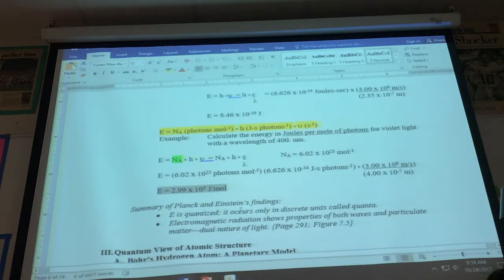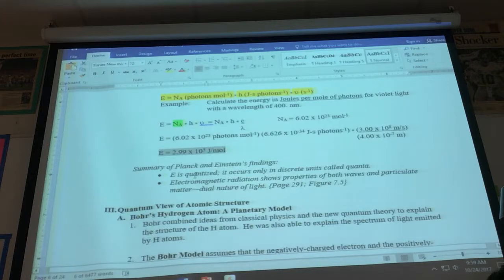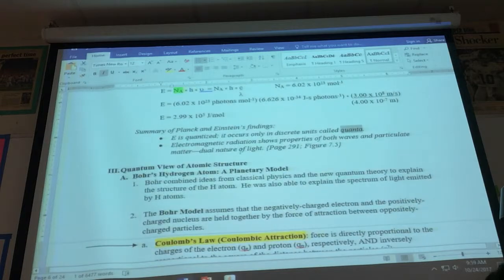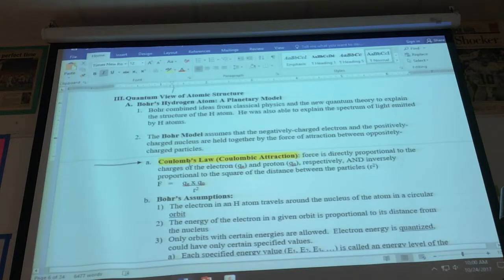All right, so at this point, Planck and Einstein, they said energy is quantized. It occurs in discrete units called quanta. And you'll see that electromagnetic radiation, as that strange gentleman at the end indicated, a dual nature of light, because you'll see that electromagnetic radiation shows properties of both waves and particulate matter. In regard to Bohr's model, you've seen a little bit of this already. There's one point I definitely want to hammer. It'll be an introduction to Coulomb's law. It becomes critically important this semester.